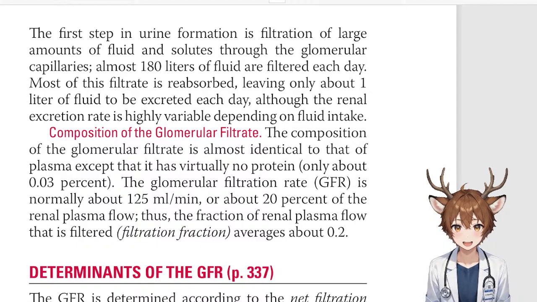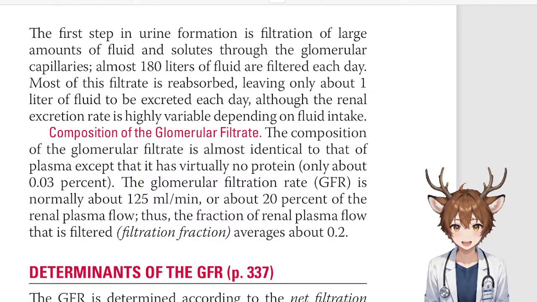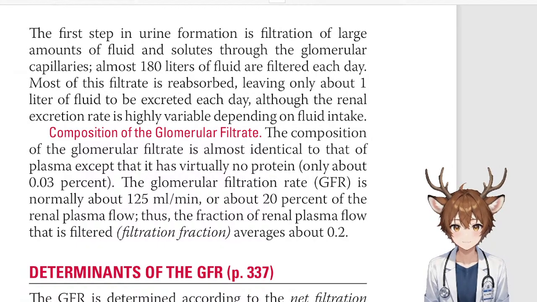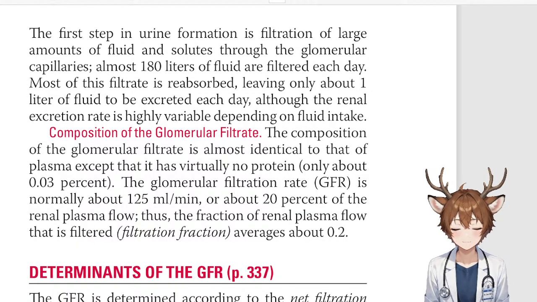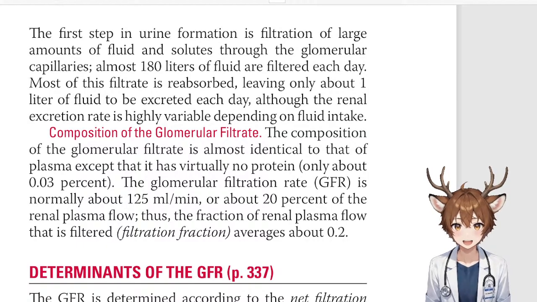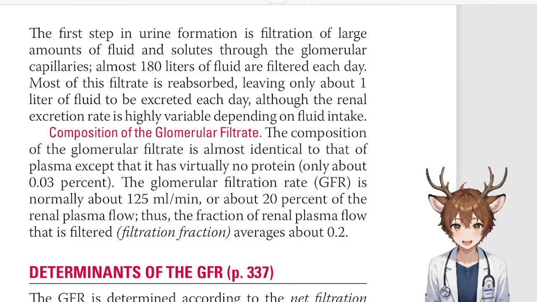Composition of the glomerular filtrate. The composition of the glomerular filtrate is almost identical to that of the plasma, except that it has virtually no protein, only about 0.03%. The glomerular filtration rate, GFR, is normally about 125 milliliters per minute, or about 20% of the renal plasma flow. Thus, the fraction of renal plasma flow that is filtered, that is to say, the filtration fraction, averages about 0.2.